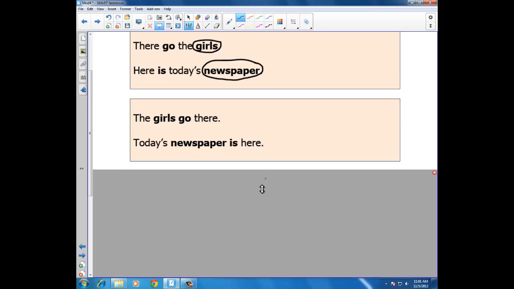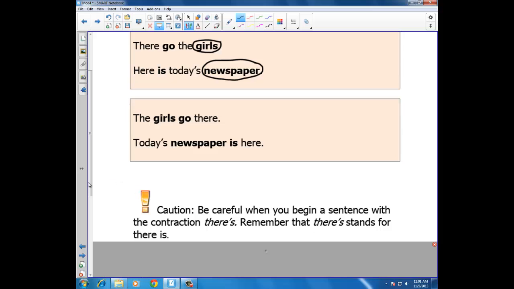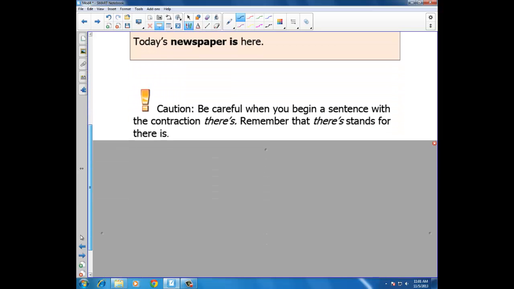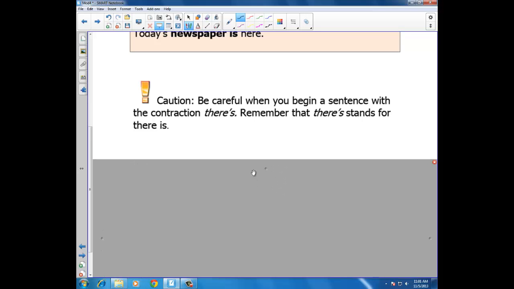Be careful when you begin a sentence with the contraction "there's." Remember that "there's" stands for "there is." Even though the sentence "There's the girls" can be acceptable in casual conversation, the sentence should be written this way in standard American English dialect. There are the girls.